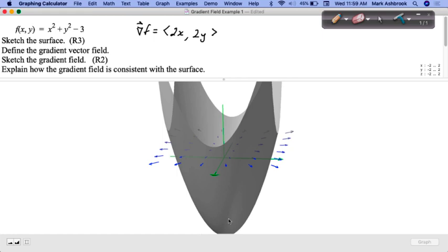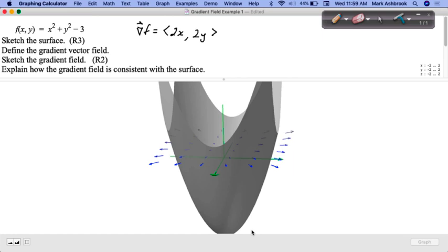So down by the vertex, the rate of change is less steep, it's shallower, so those gradient vectors will be smaller. The further away you get from the origin, the steeper and steeper this thing becomes, so that your rate of change, your change in z for a horizontal change, is much bigger, so then those vectors are bigger. Does this make sense?